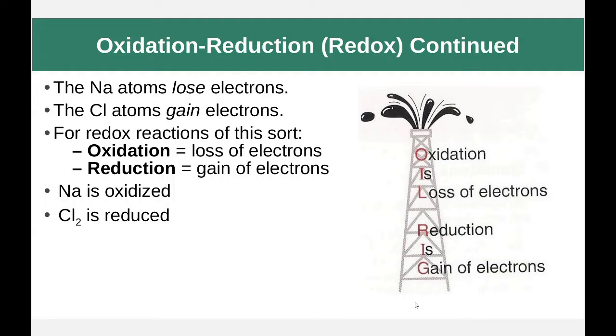To help remember whether it is oxidation or reduction, whether one is losing electrons or gaining electrons, I like to think about the electron oil rig. Oxidation is loss. In our example before, the sodium lost electrons, so it got oxidized. Reduction is gain of electrons. So chloride gained electrons, it was reduced.